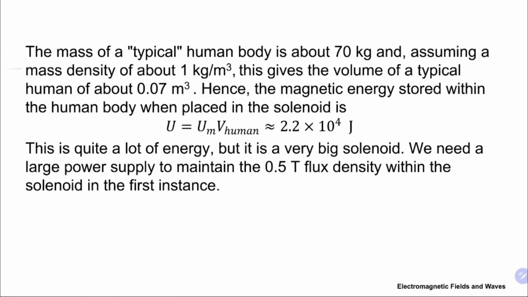So a typical human body is about, let's say, 70 kilograms, and assume that the mass density is 1 kilogram per meter cube, and that gives you a typical volume of humans of about 0.7 meter cube. And then the magnetic energy stored within the human body when placed in the solenoid will be the magnetic energy density times the human body's volume, and that gives you about 2.2 times 10 to the 7 joules.